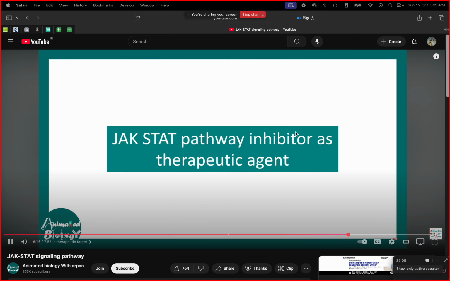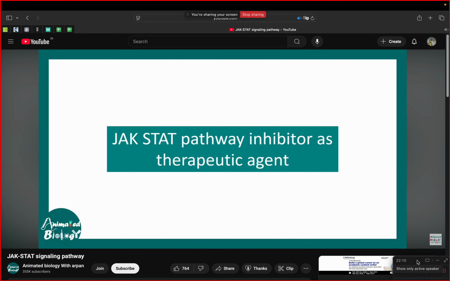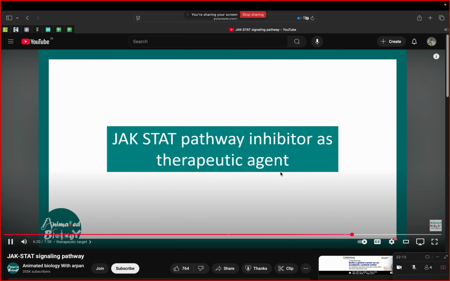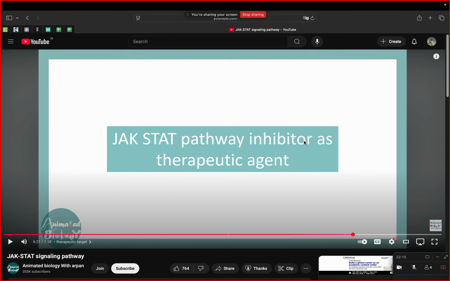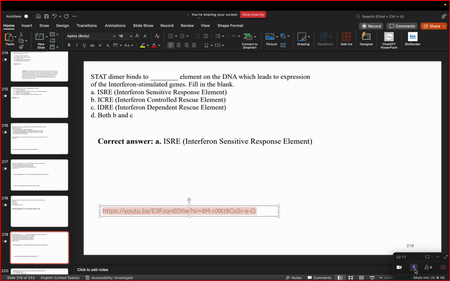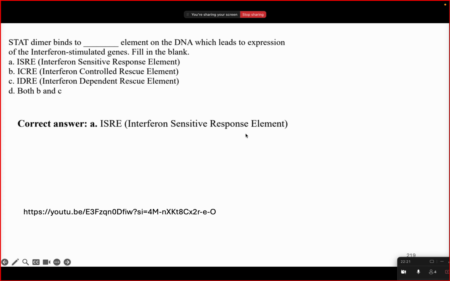Now let's talk about the JAK-STAT signaling pathway as a therapeutic target. Okay, so now you have your revision of this. Coming to the next question.